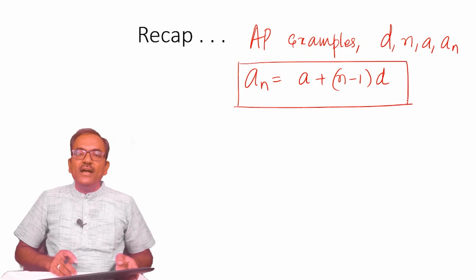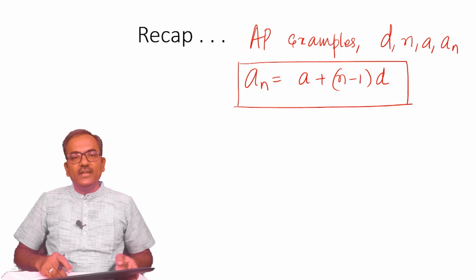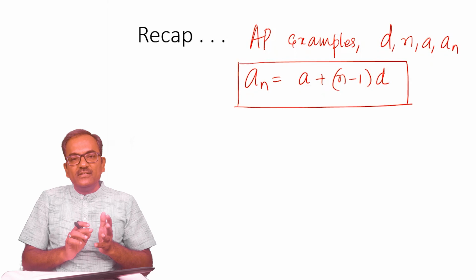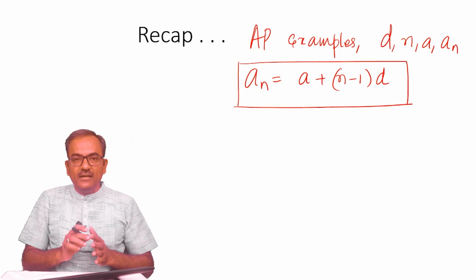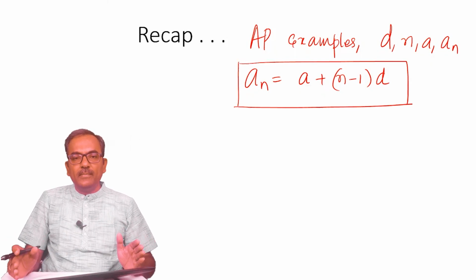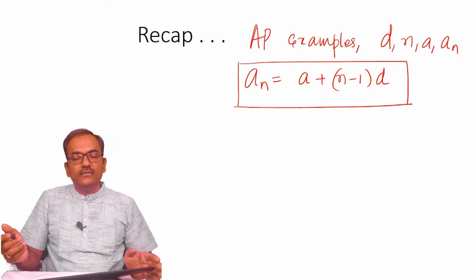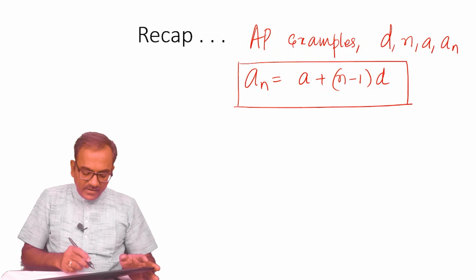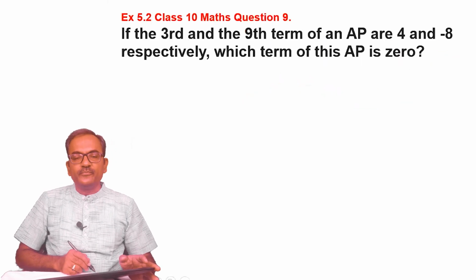Just to note, as I have already told you in the last class, out of the four variables an, a, d and n, any three of the variables can be given to you and you may be asked to find out the fourth one. Now let us continue with a few more problems. This is question number 9 of your exercise.